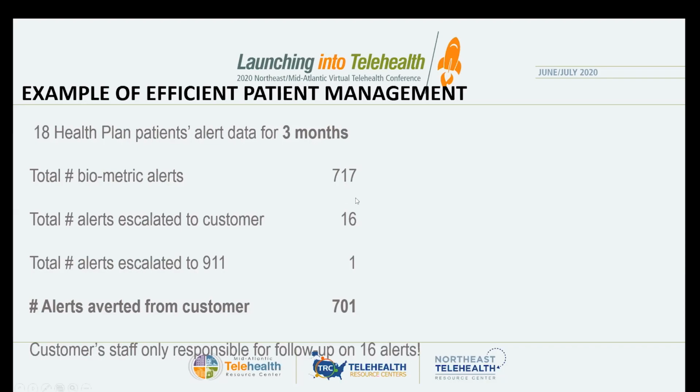Of those 717, only 16 of those alerts needed to be escalated to either the primary care provider or whomever the organization wanted that escalated to. That's less than what we have found. Only between 1% and 2% of all alerts end up being escalated for medical intervention and/or escalation to 911.